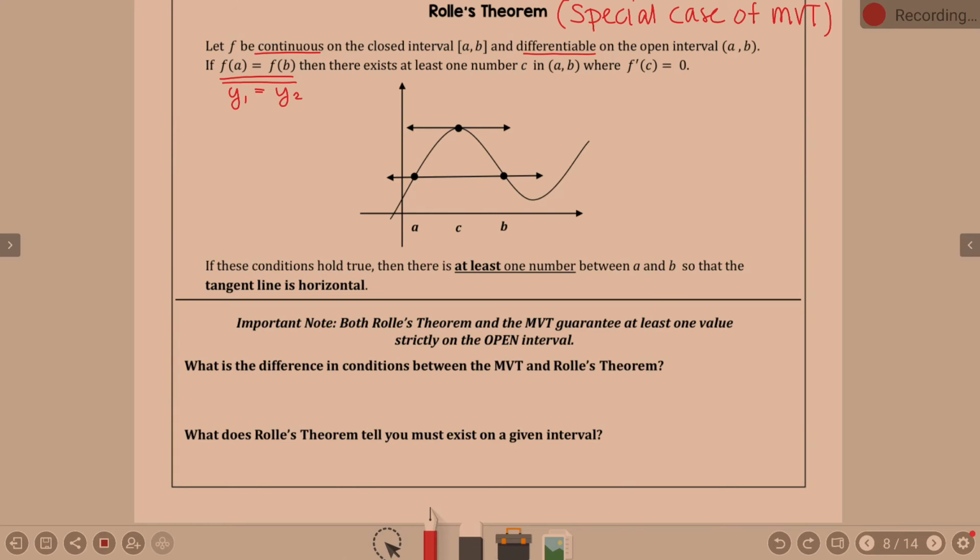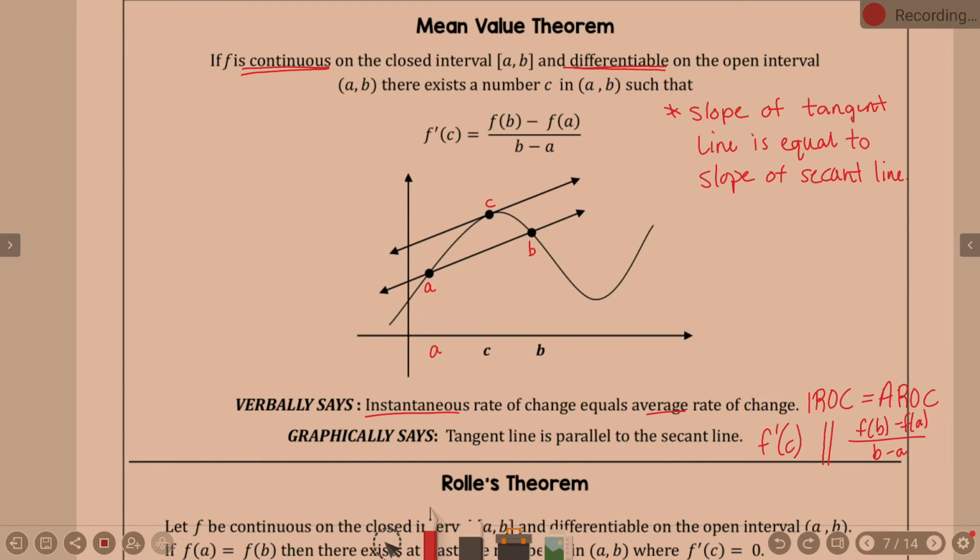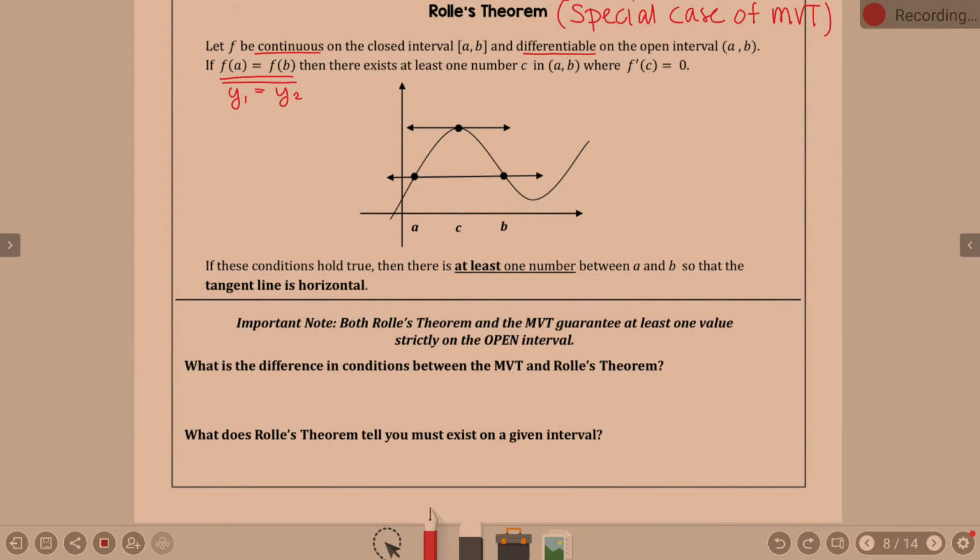The specific change here is that last time there were just two points, f of a and f of b. Now if those are the same, so they're on the same horizontal, that forms a horizontal line, thus the tangent line is horizontal, and a horizontal tangent has slope equal to 0. If these conditions hold true, there's at least one number between a and b so that the tangent line is horizontal. Those are the pieces we're looking at. The idea is that the slope of the secant line is 0 and the slope of the tangent line is 0.